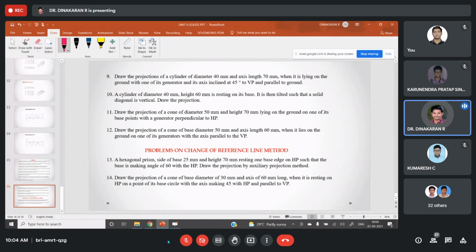There are a lot of problems. You can refer to any book; there are a lot of Engineering Graphics books, and you can refer to any one of them. If you have any doubt, you can ask later also. Okay, with this I am completing Unit 2.